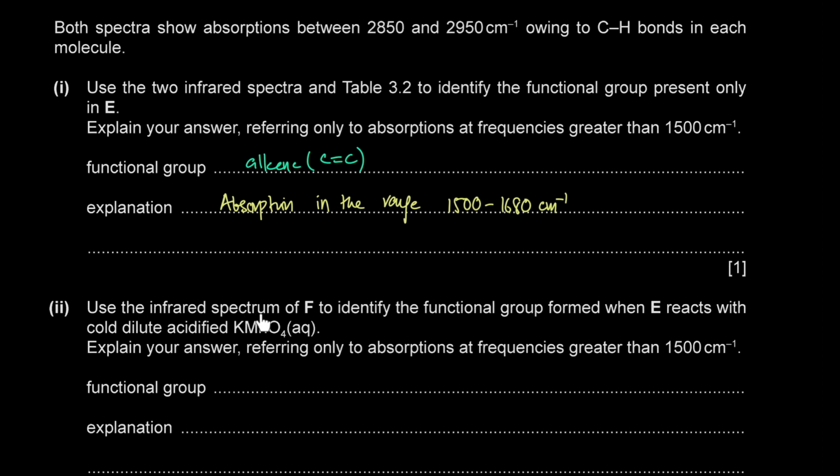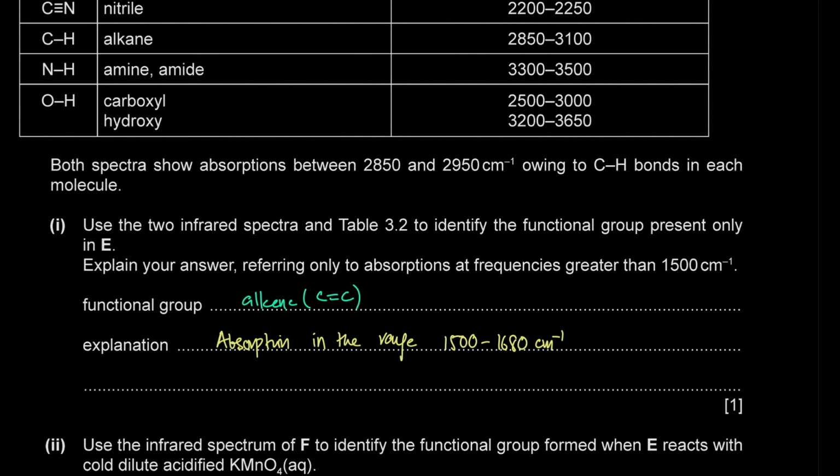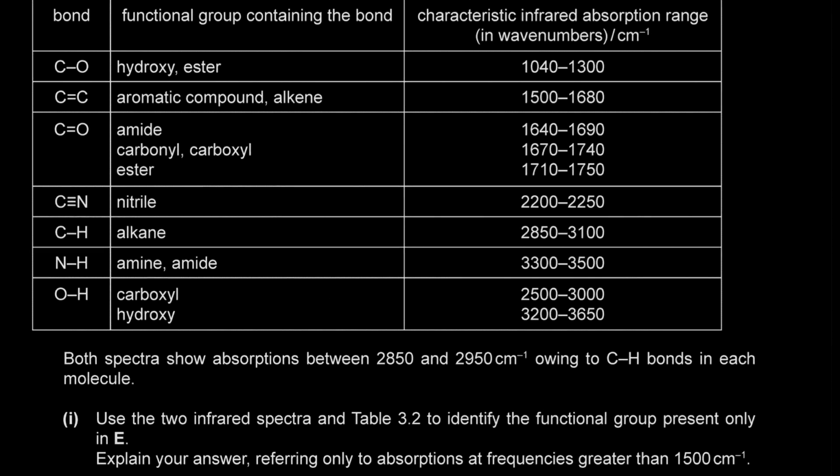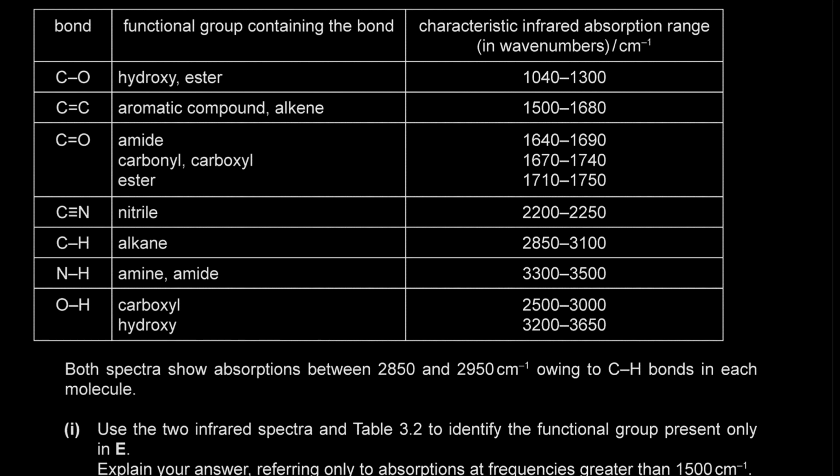Use the infrared spectrum of F to identify the functional group formed when E reacts with cold dilute acidified KMnO4. Explain your answer referring only to absorptions at frequencies greater than 1500 wavenumbers. We've already identified that E has a carbon-carbon double bond. It's an alkene that undergoes weak oxidation to form a diol. So compound F is a diol, an alcohol, so it has an OH bond due to a hydroxy group. It'll have an absorption in the range 3200 to 3650 wavenumbers, the OH bond from the alcohol.